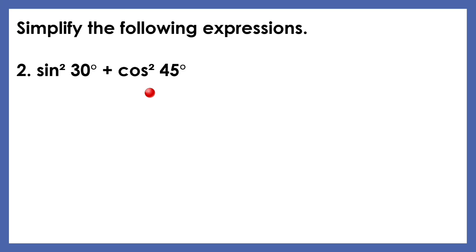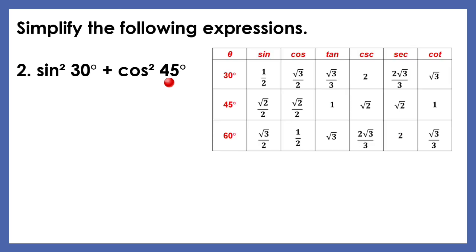For our second example, we have sine squared 30 degrees plus cosine squared 45 degrees. So, meron tayong square dito. Ang ibig sabihin, i-square natin yung sine 30 degrees plus i-square din natin yung cosine 45 degrees. Let's use the table for the trigonometric ratios of special angles.